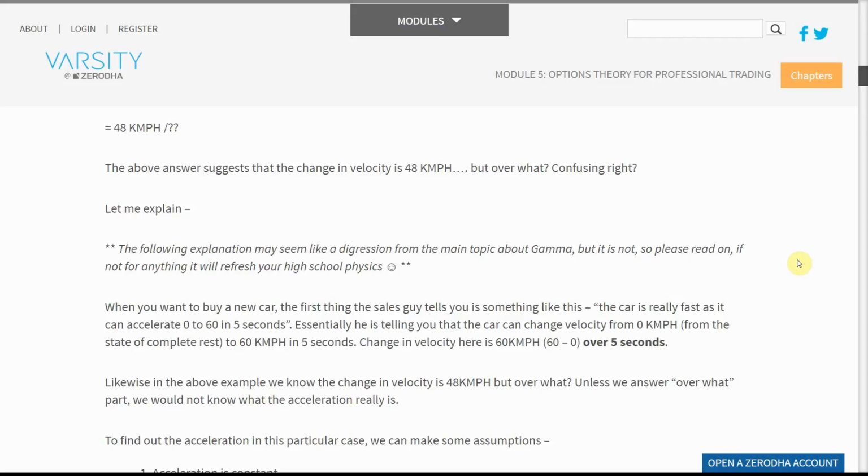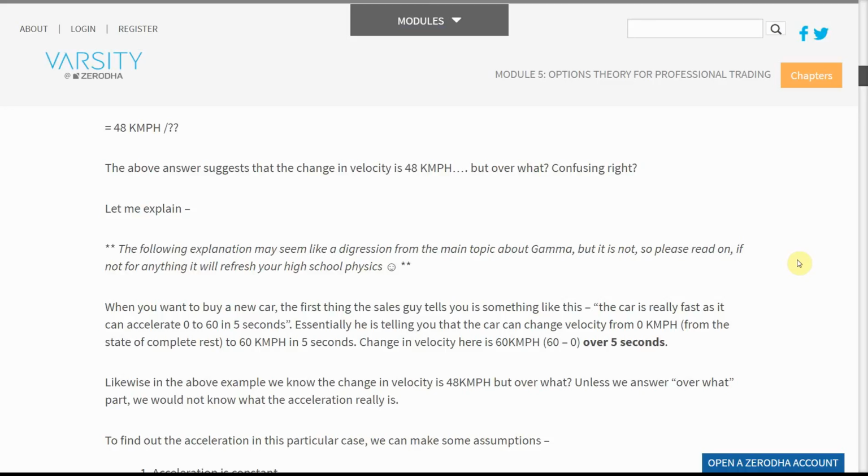Let me explain. The following explanation may seem like a digression from the main topic about gamma, but it is not. So please read on. If not for anything, it will refresh your high school physics. When you want to buy a new car, the first thing the sales guy tells you is something like this: the car is really fast as it can.